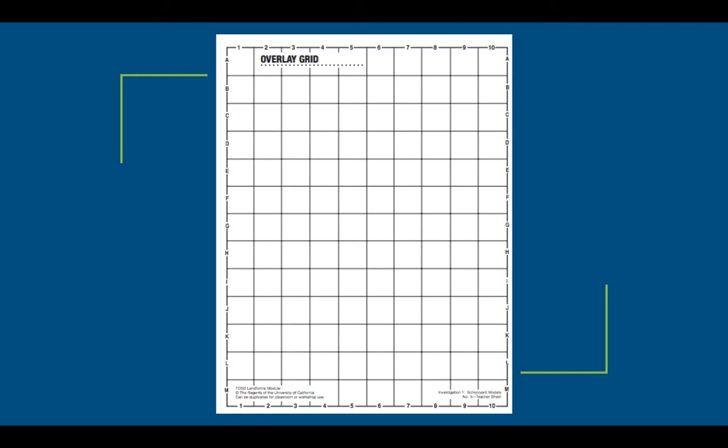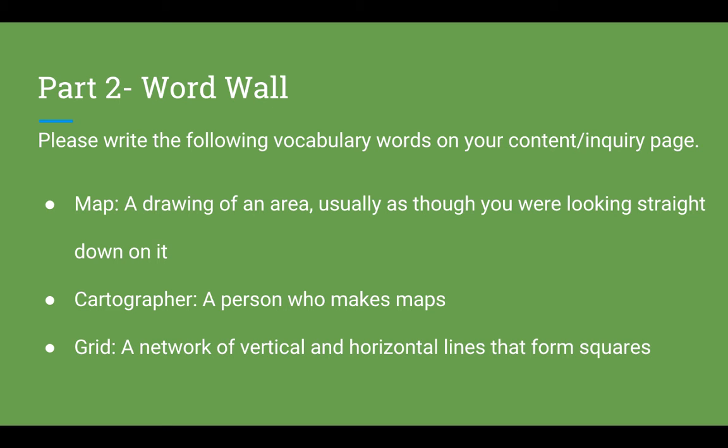Alright, hopefully you have had a chance to draw your beautiful overlay map. The words that we will be including in our word wall today are map, cartographer, and grid. I did talk about each of those during the video earlier, but here are the definitions. Again, as always, pause as needed if you need more time than what I'm talking to write your definitions down.